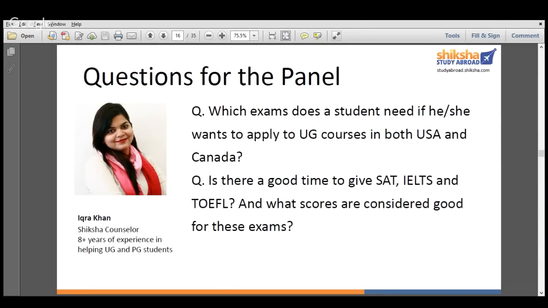Okay. So if I have to talk about the US, typically a student needs an SAT and IELTS or TOEFL for English language proficiency. Some top-notch universities may ask for SAT subject tests as well. For Canada, students need IELTS or TOEFL for English language proficiency. SAT is recommended but not mandatory.